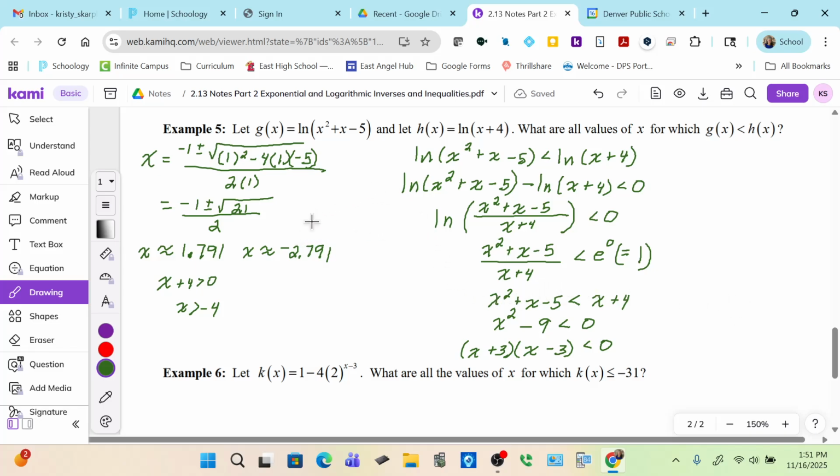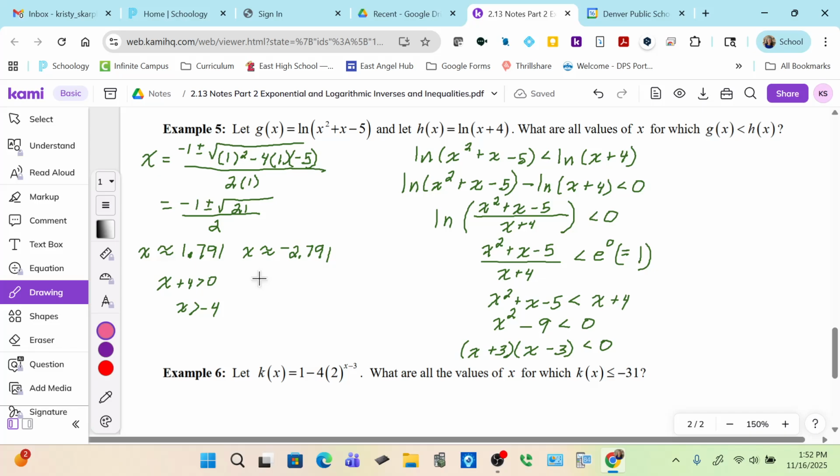But I did mention I was going to come back and talk about which direction or which side of these values actually work in these inequalities. So let's just take the value of 1 and substitute it in for x squared plus x minus 5. I'm going to do this in a different color. If I test it, I'm testing the x squared plus x minus 5, and I'm going to see if I get a value that is greater than 0. If I don't, then I know it's going to be everything less than 1.791.